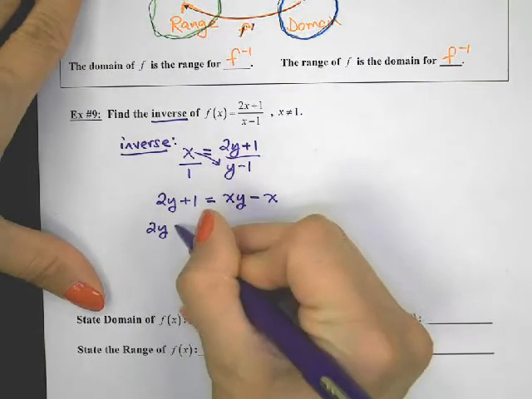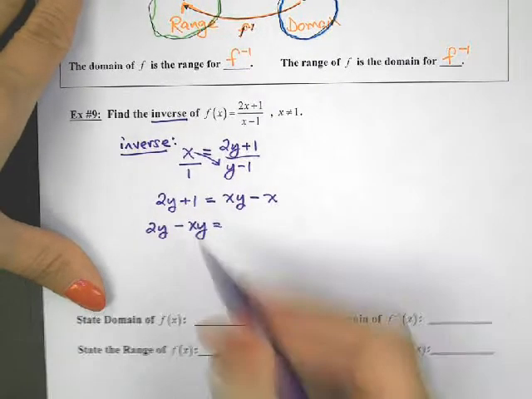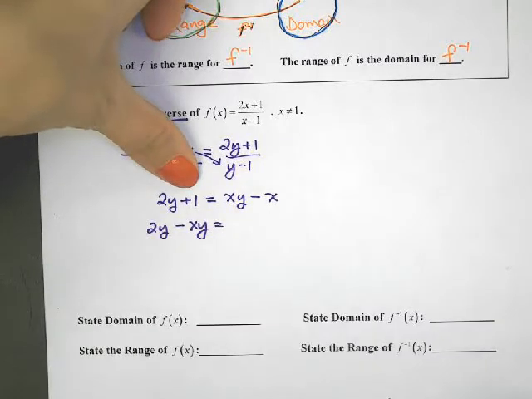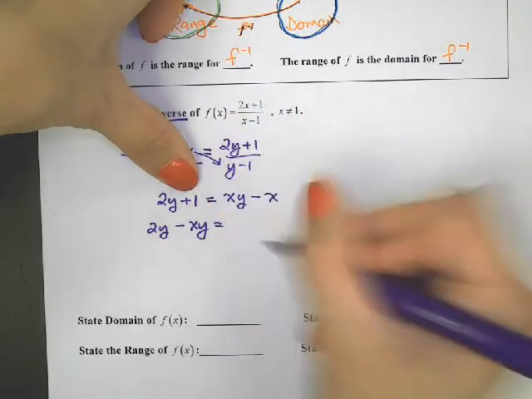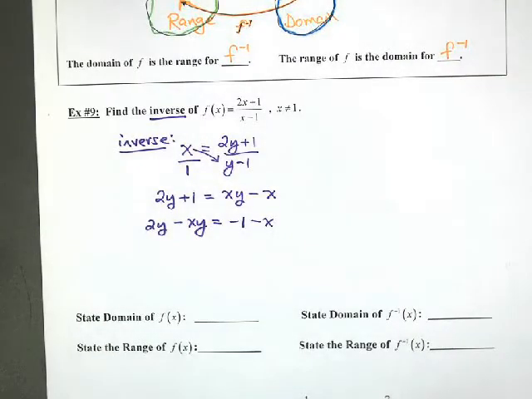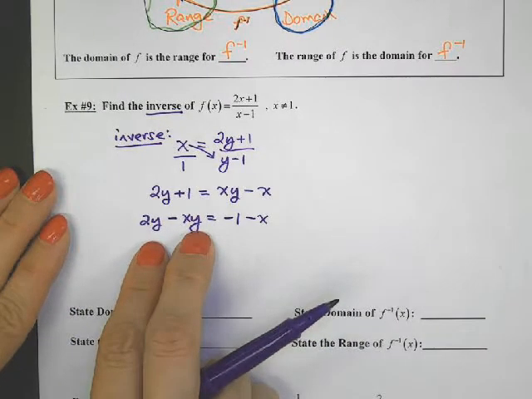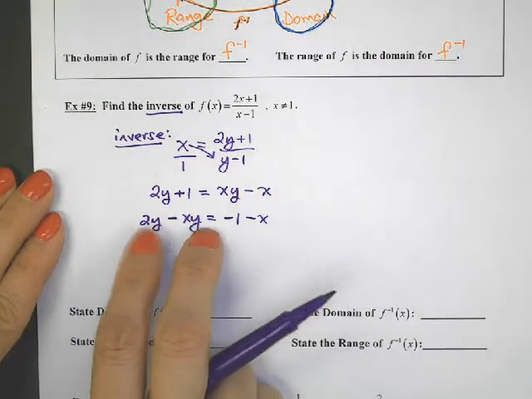2y minus xy, because when you switch sides, you switch signs. Where's that positive 1 going to go? To the right. A positive 1 will become a negative 1. Okay, well, at least they're all on one side. There's still too many y's. So what are we going to do here?